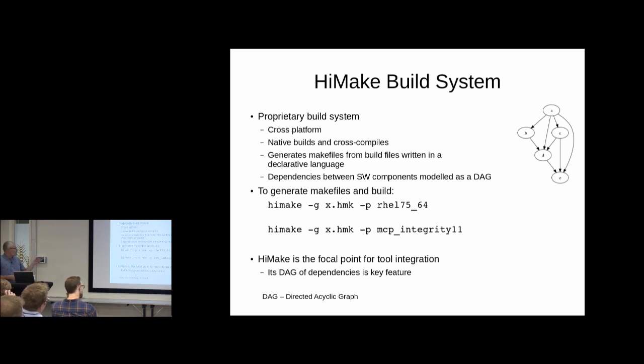I've just given 2 examples here of how to build. If you want to make a native build for a Red Hat 7.5 64-bit computer, you just do that, HiMake -G and -P. If you want to build the exact same product for the missile computer running Integrity 11, you use the second line.